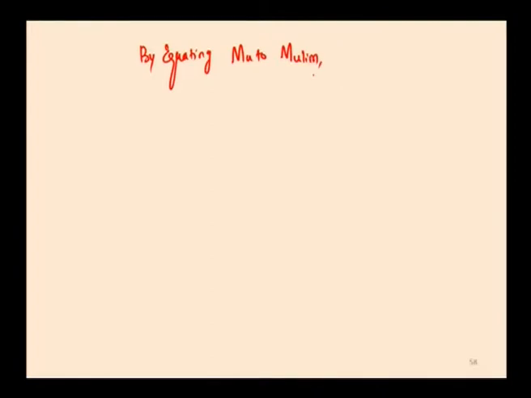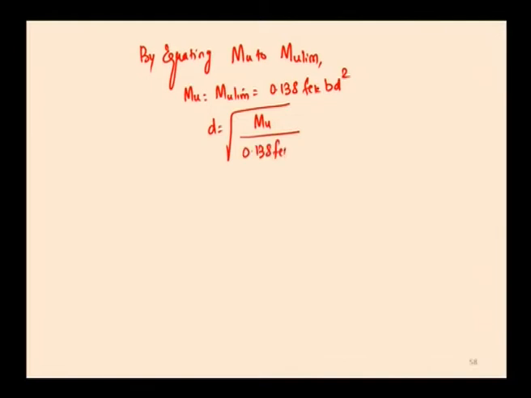Mu to Mu limit. It means that I am assuming our section is a balanced section. So, Mu limit for given grade of steel is 0.138 FCK BD square. So, Mu equal to Mu limit, which is equal to 0.138 FCK BD square. So, D is equal to square root of Mu divided by 0.138 FCK B.